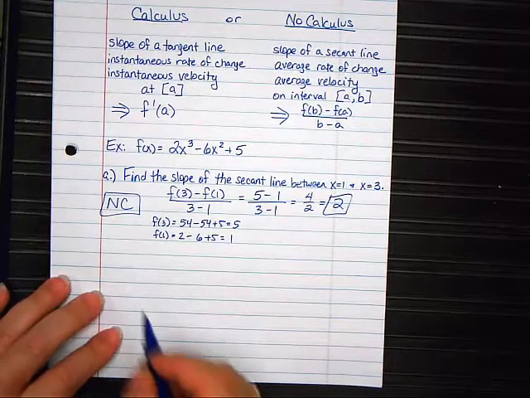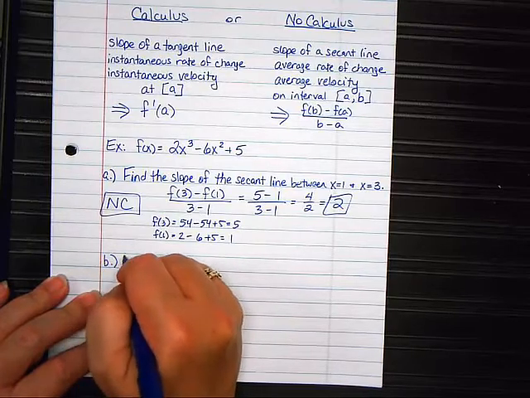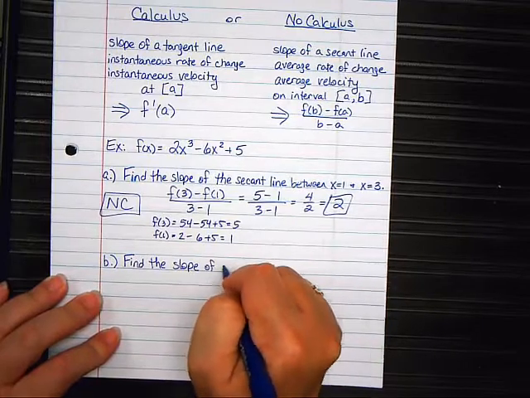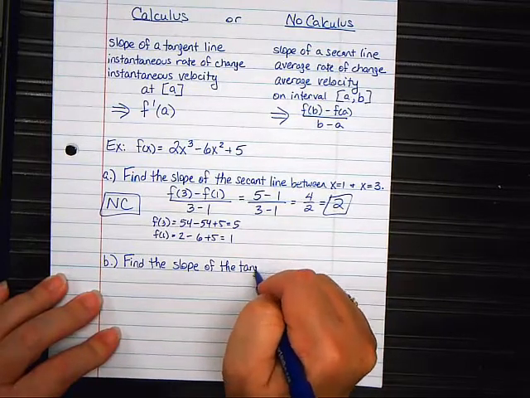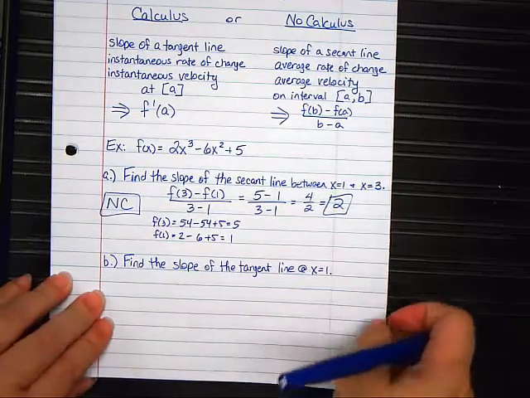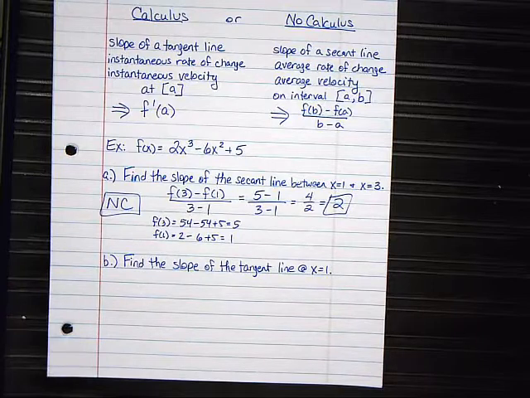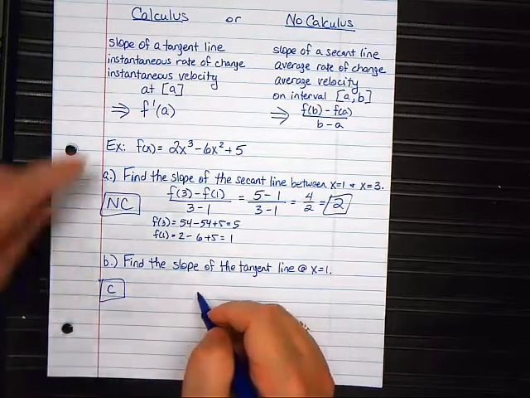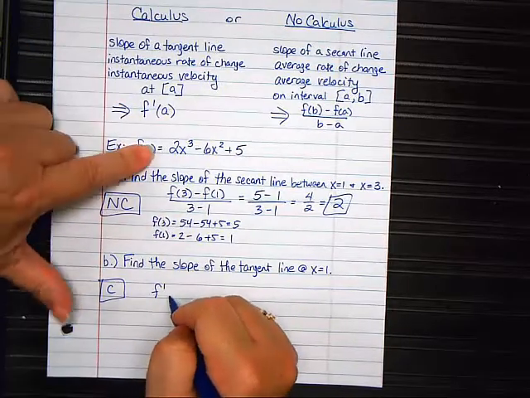Okay? Part B. Find the slope of the tangent line at x equals 1. Find the slope of the tangent line at x equals 1. Will it ever give you one or 2 points if you're given a tangent? No, ma'am, it will not. Okay, calculus or no calculus? This is calculus. So I'm going to take the derivative of this function that I was given.